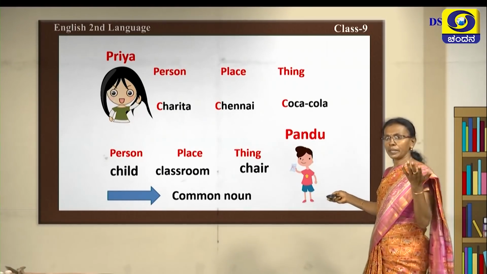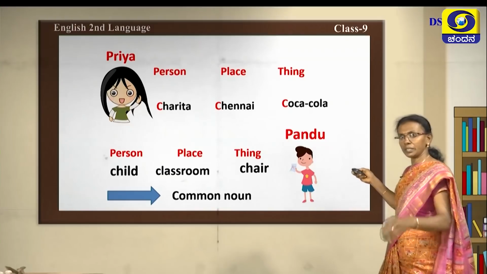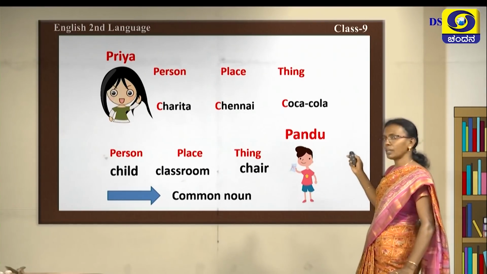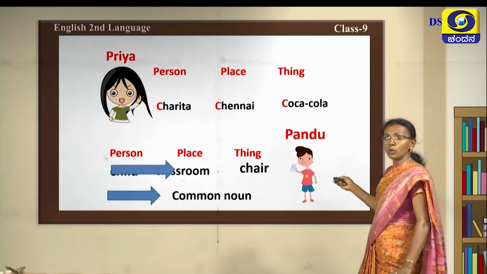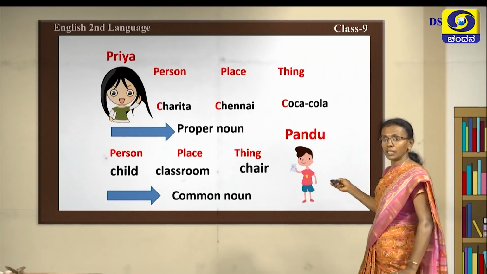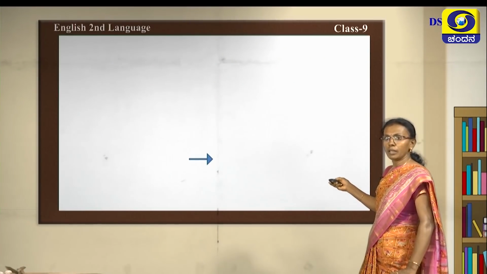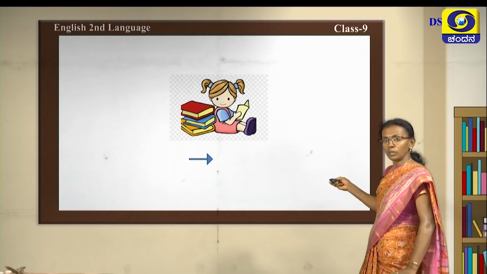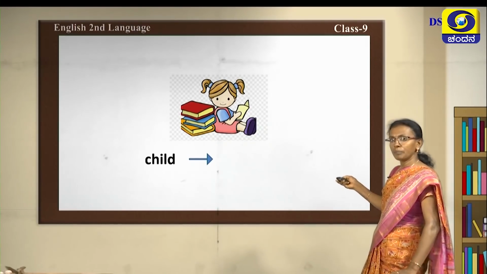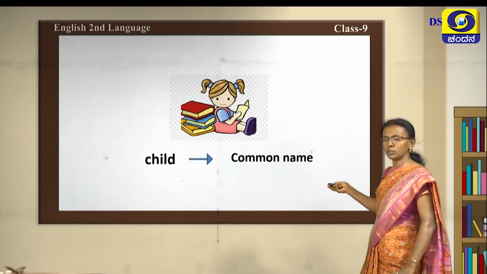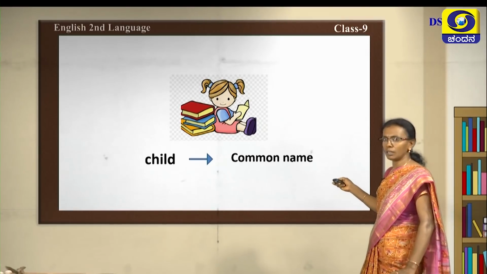Okay, you go to Priya now. So, what has Priya written? Person as Charita, place as Chennai and thing as Coca-Cola. Now, what she has written is proper noun. So, they are proper. Now, next we come to the pictures here. See the child. That child can be used for any child in common. So, it is called a common noun.